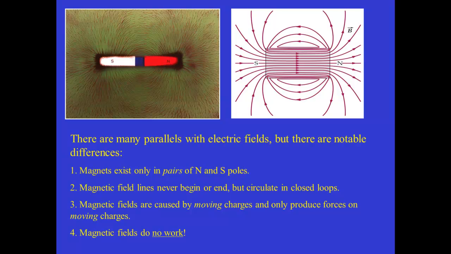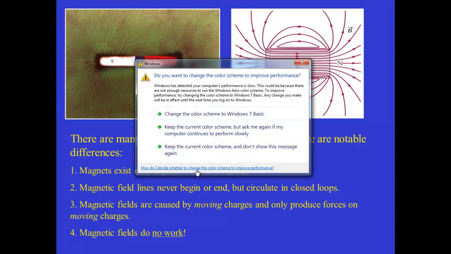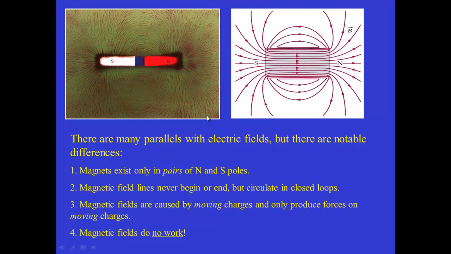You can never chop this magnet, for example, into two pieces and say that one is just a south pole and one is just a north pole. If we chop it in half, we create two new pairs of poles. Magnetic field lines, contrary to electric field lines, never begin or end. This happens because there are no such things as magnetic monopoles, and so the field lines circulate in closed loops completely.